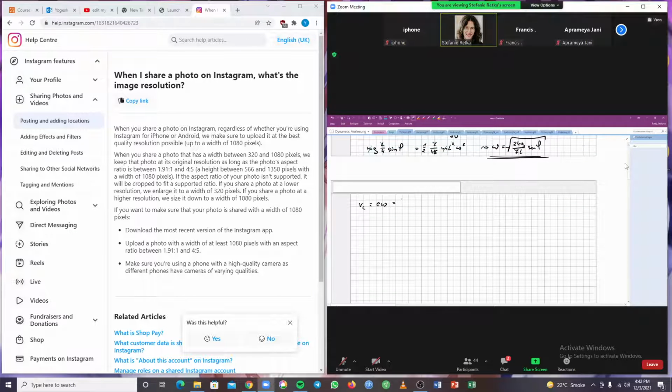So this is L over 4, times the square root of 24g over 7l sine phi. We can move this L over 4 into the integral. Then we have 3 over 14 GL sine phi.